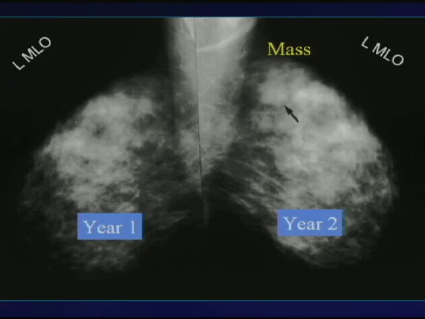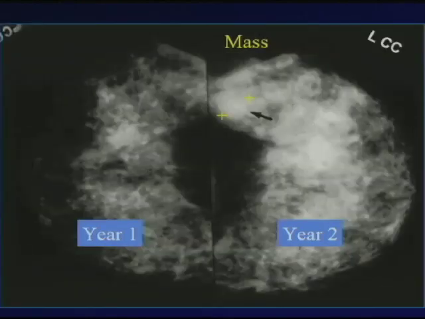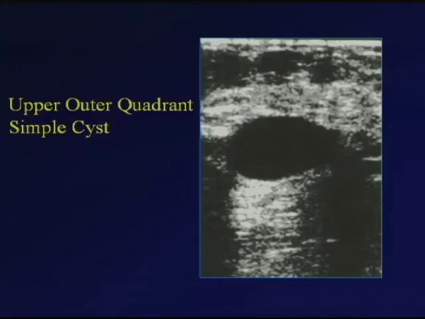Now, a mass in the BI-RADS lexicon is something that is seen on two views. And here we see on the CC view that that mass is in the outer aspect of the breast. So we would go to ultrasound and take our transducer and place it in the upper outer quadrant until we find a mass that matches the size of what we're seeing on mammography, and here we found a simple cyst.